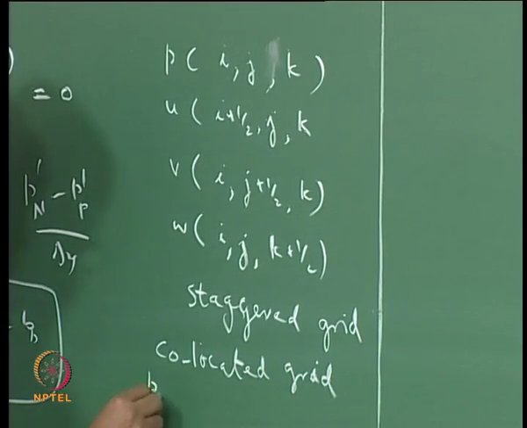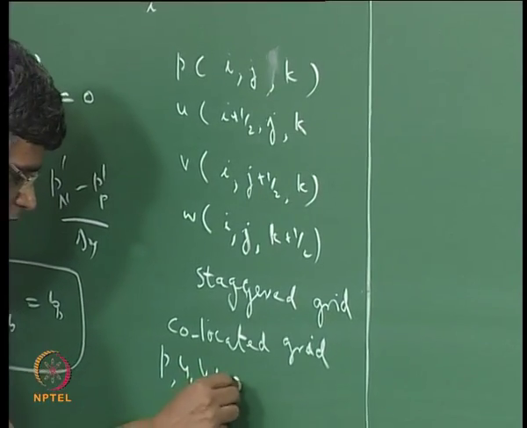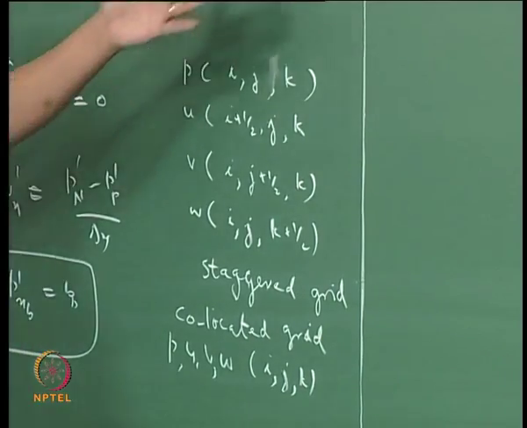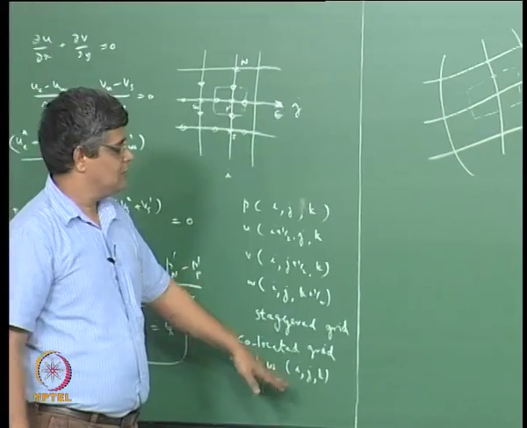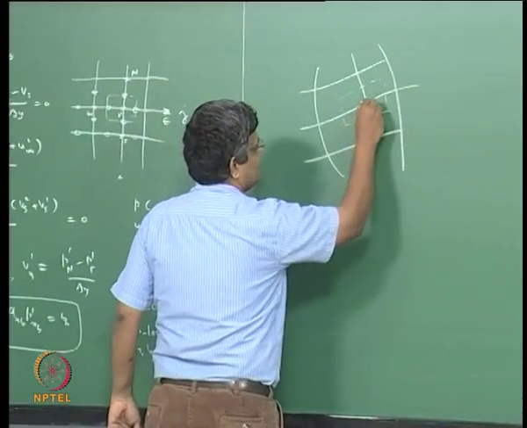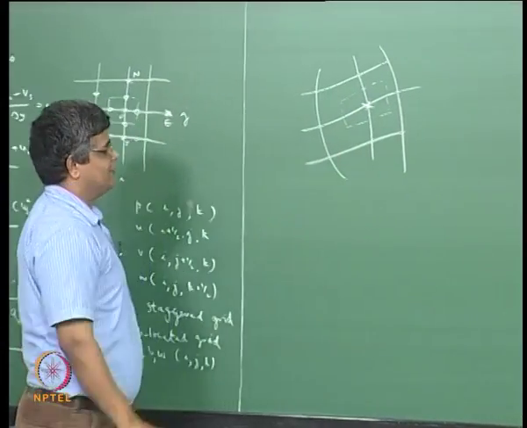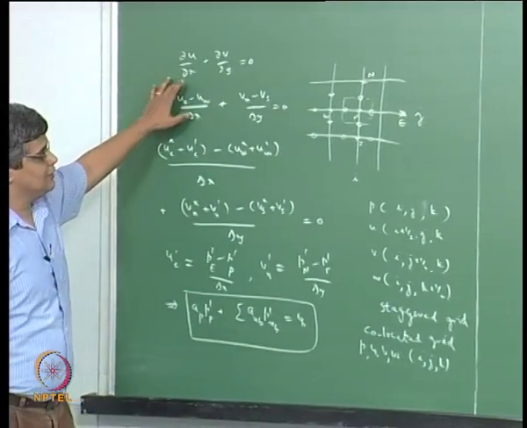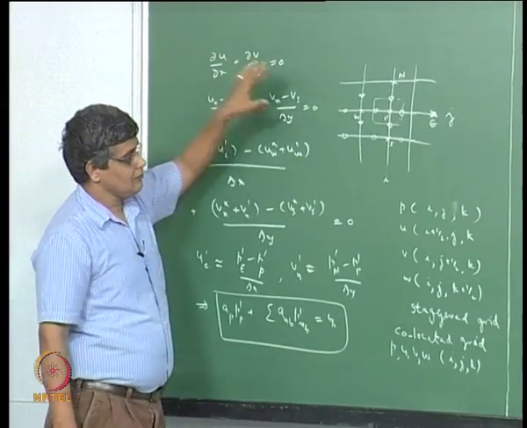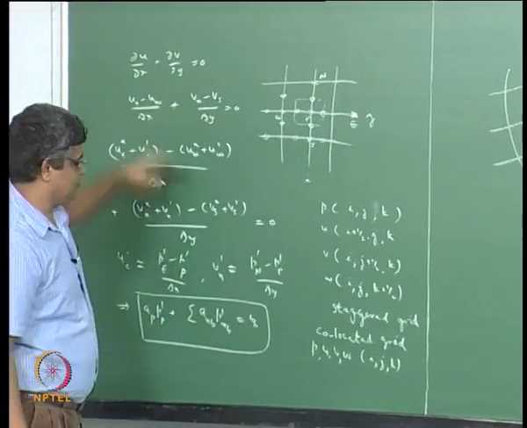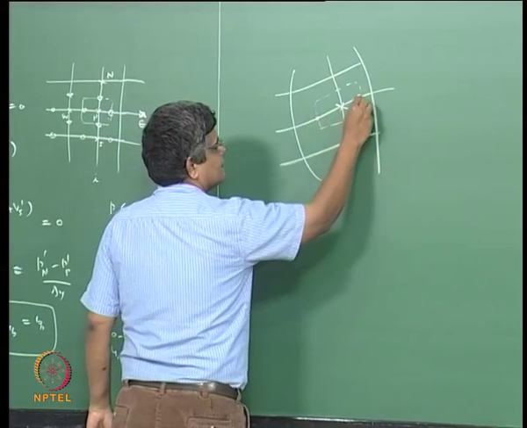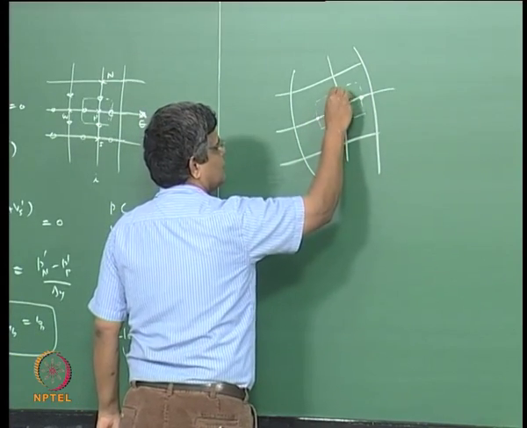In which all p, u, v, w are evaluated at the same i, j, k. So if you have this kind of a single grid like this, and if you use this to evaluate p, all the quantities at the center of this, and if you want to discretize the continuity equation in order to get the corresponding pressure in this, then we need to have v velocities here and u velocities here and here.